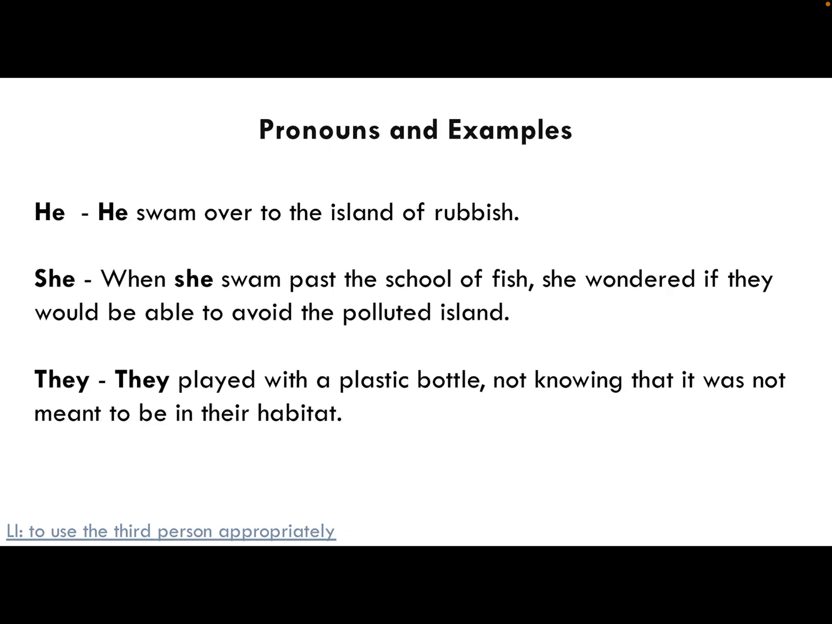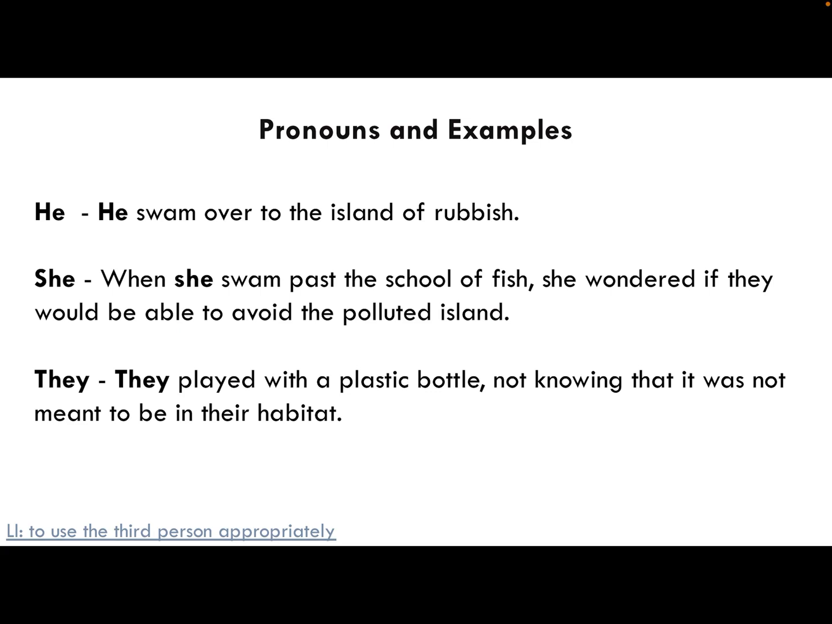So, here are some pronouns. He, she, or they. He swam over to the island of rubbish. When she swam past the school of fish, she wondered if they would be able to avoid the polluted island. They played the plastic bottle not knowing that it was not meant to be in their habitat. So hopefully that's cleared up what third person is.